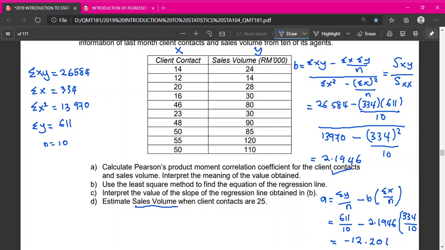Okay, so once we have this, dia nak you dapatkan equation of the regression line. So you kena tulis dalam bentuk equation. Y equal to negative 12.201, plus sebab positif, 2.1946x. So this is our equation.